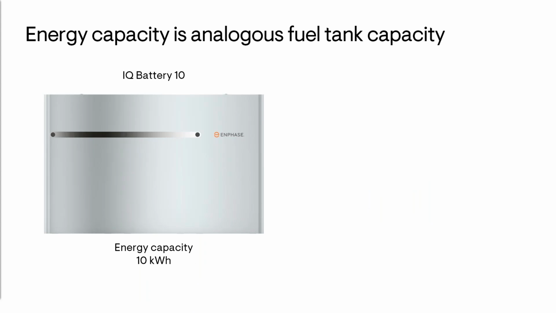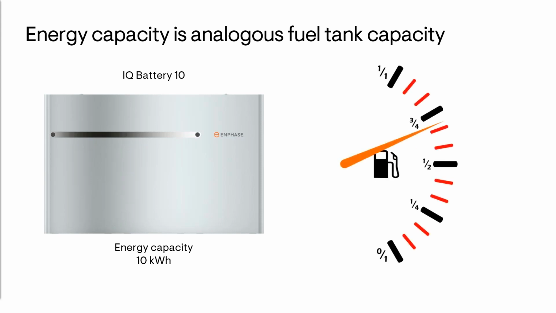Batteries and energy storage systems have their energy storage capacity stated in kilowatt hours. For example, the Enphase IQ Battery 10 has a capacity of 10 kilowatt hours. Energy capacity is analogous to the capacity of a fuel tank. A 10-gallon tank can hold more fuel or energy than a 5-gallon tank.